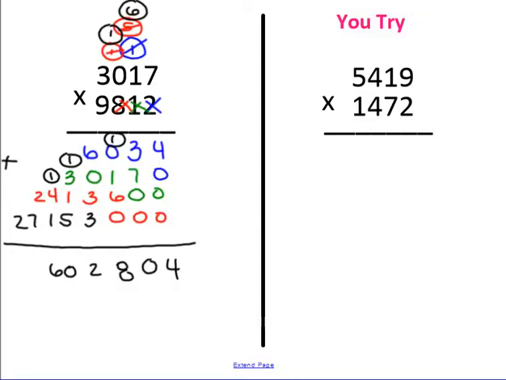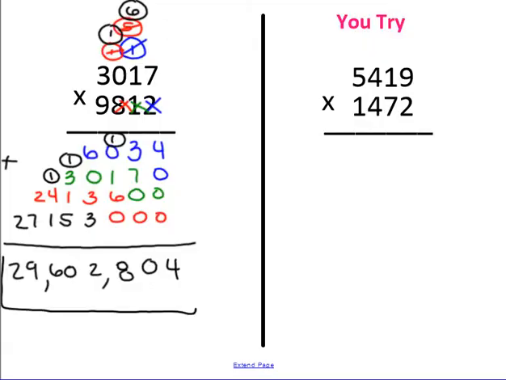It's going to be a big number. 2 plus 7 is 9, and then I have a 2. So, let's see here. We always start at the end and count 1, 2, 3, comma, 1, 2, 3, comma. So this is 29,602,804. All right, you try this one.